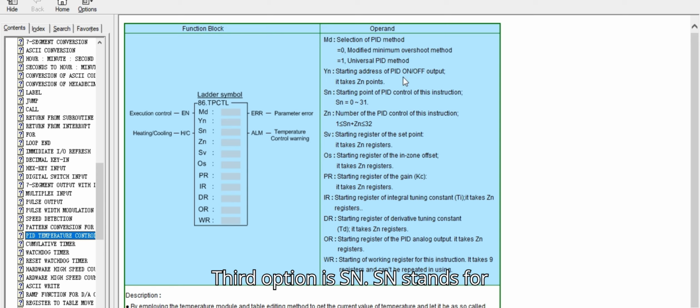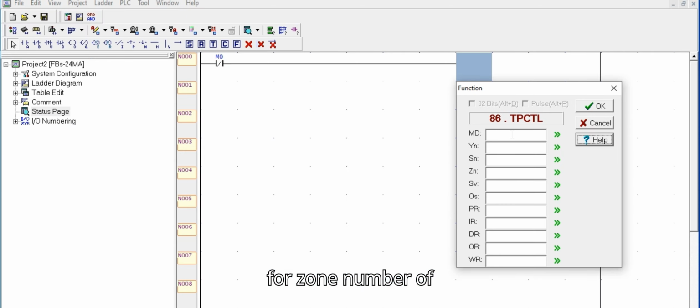Third option is SN. SN stands for starting point of PID control of this instruction. We used 0 as SN. Fourth option is ZN. ZN stands for zone number of PID. We used ZN option in 1.